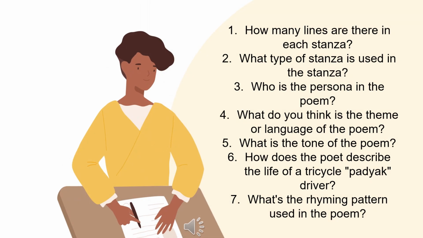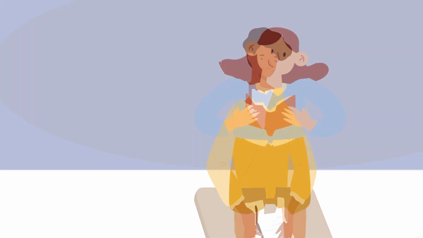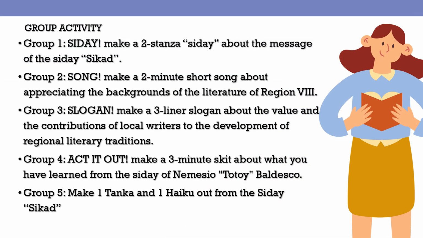In your steno notebook, answer the following questions. How many lines are there in each stanza? What type of stanza is used in the poem? Who is the persona in the poem? What do you think is the theme or language of the poem? What is the tone of the poem? How does the poet describe the life of a tricycle, padyak, driver? What's the rhyming pattern used in the poem?